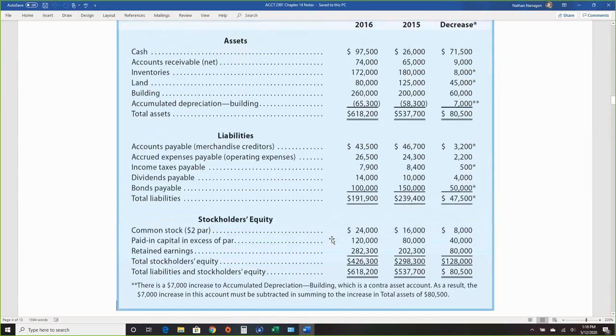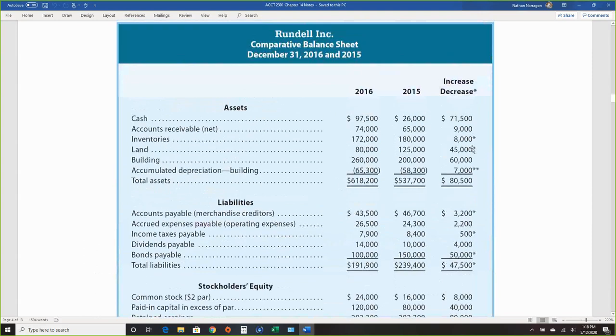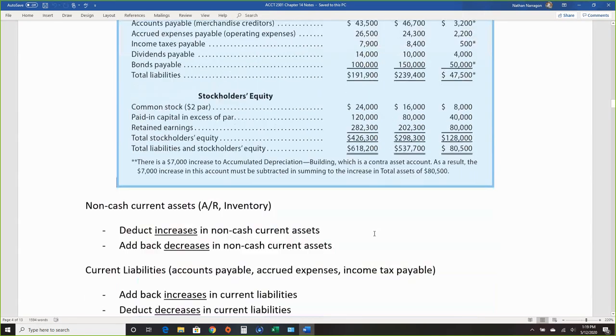For inventory, or for any decrease, because inventory does that, as you can see comparatively, it went down by 8,000. We're going to add those back. So current assets does the opposite. If it increased between the years, you subtract. If it's a decrease, you add. We're going to add those numbers back. Okay?